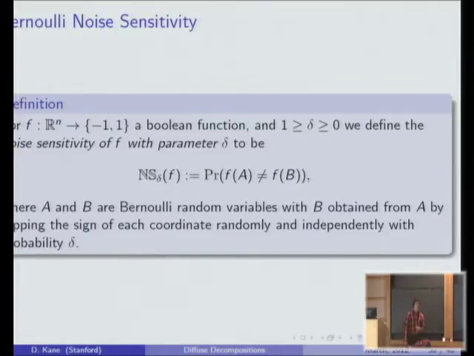Here, a and b are random Bernoullis, but they're not independent of each other. You can think of them as you first select a randomly, and then you get b from a by randomly and independently flipping the sign of each coordinate with probability delta. So this is basically the probability that on two random inputs that differ on a delta fraction of their coordinates, you have different values of your function.